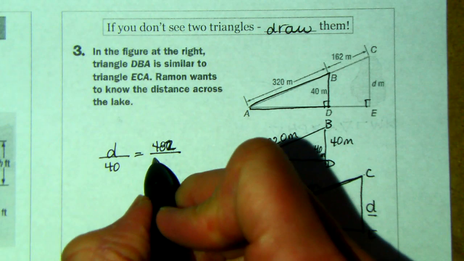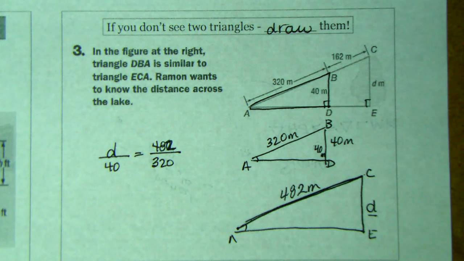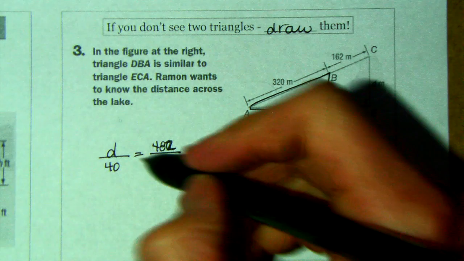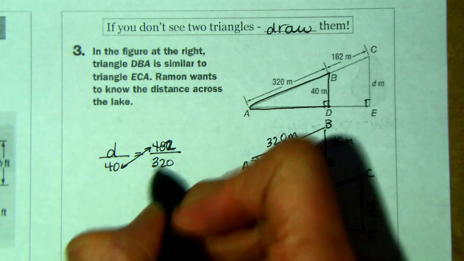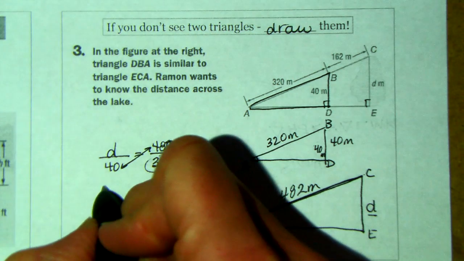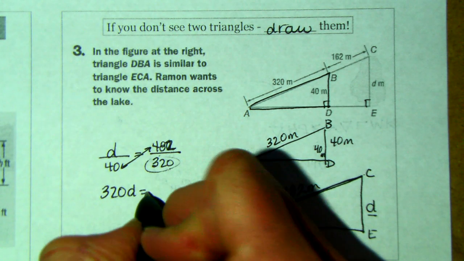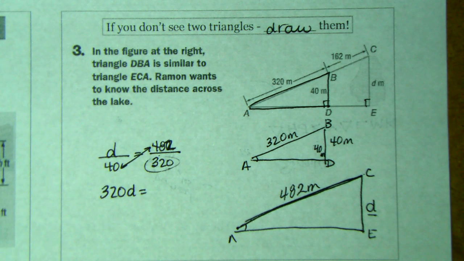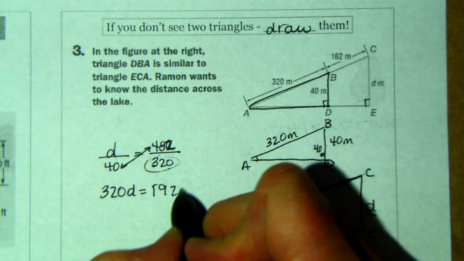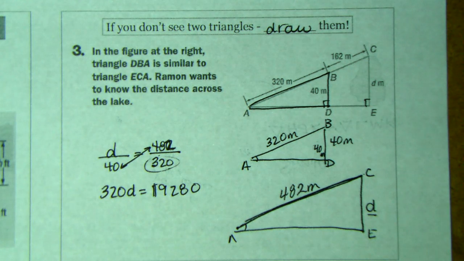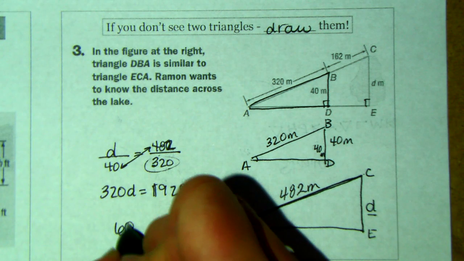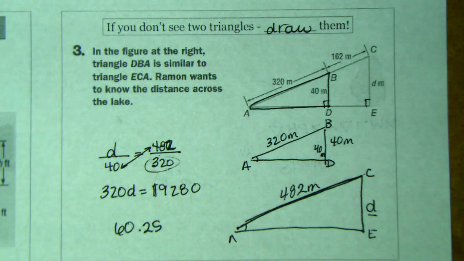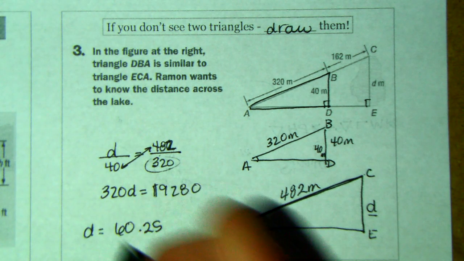How do we solve that? Cross multiply and divide, because 320D equals, what is it, 482 times 40? And then divide by 320? 60.25. What's my label? Meters. Now you can't even hardly see that, but can you guys see it a little bit? It was a lake.